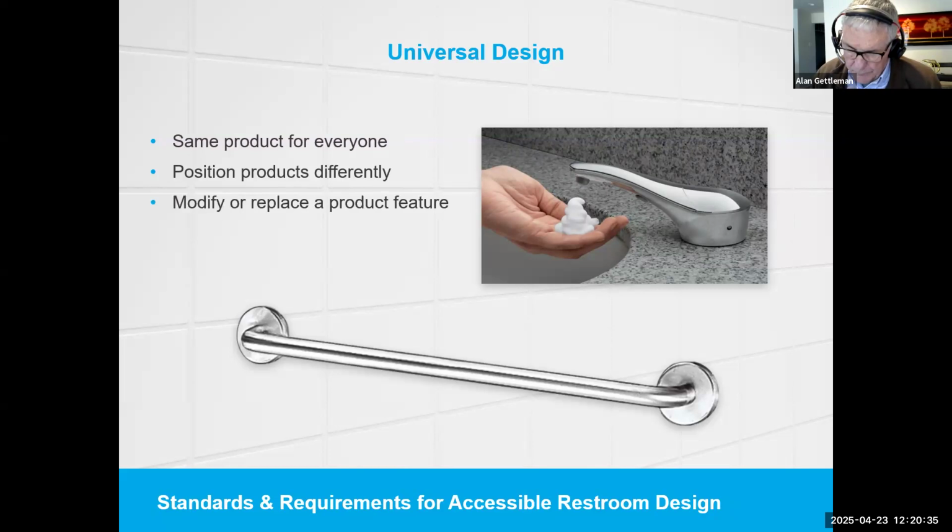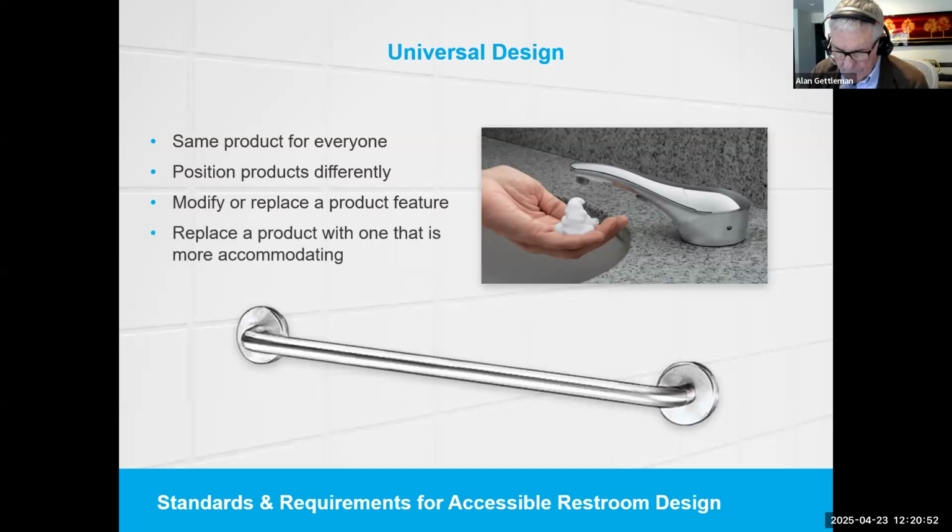By modifying or replacing a product feature. For example, changing a controlled toilet tissue dispenser to continuous paper flow dispensing by changing the dispenser spindle. And by replacing a product with one that is more accommodating. An example here is replacing a folded paper towel dispenser with an automatic roll paper towel dispenser.